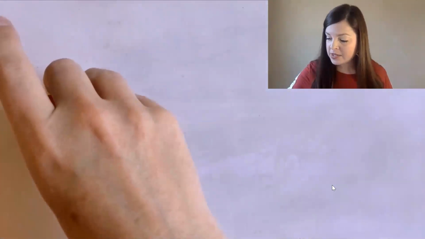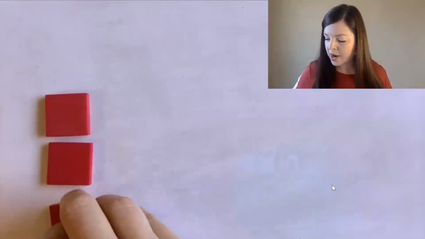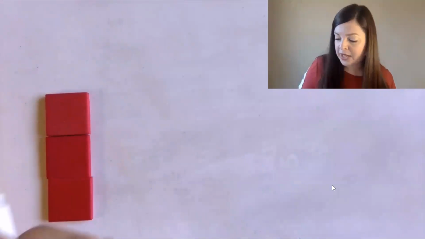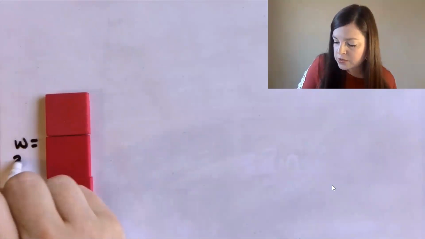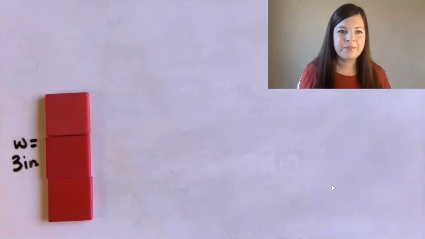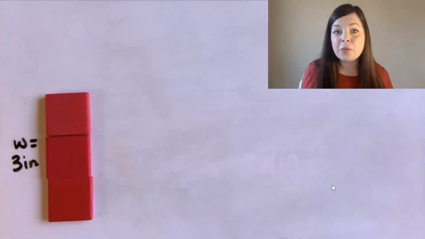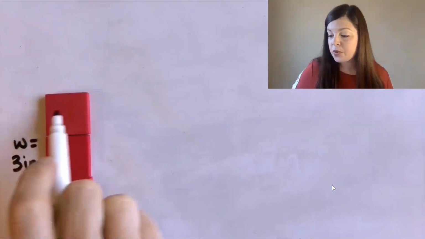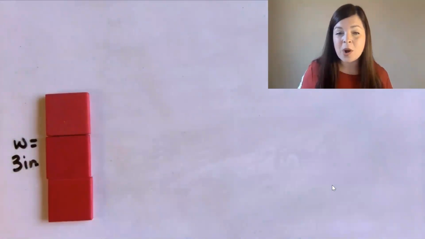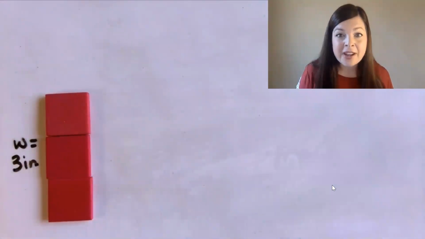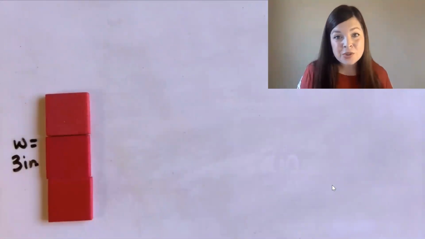Let's build a new rectangle now. This rectangle is going to be 3 inches wide, and I'll label this side width equals 3 inches. And it is going to be 3 times as long as it is wide. How might we go about finding out how long our rectangle is? Pause the video to talk out your thinking and use your square tiles to help you explain.